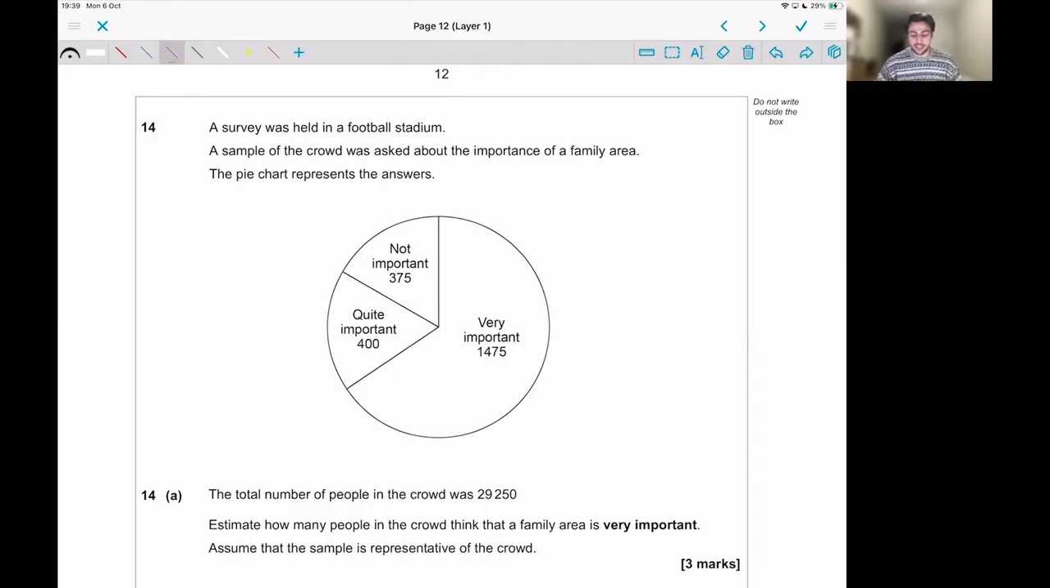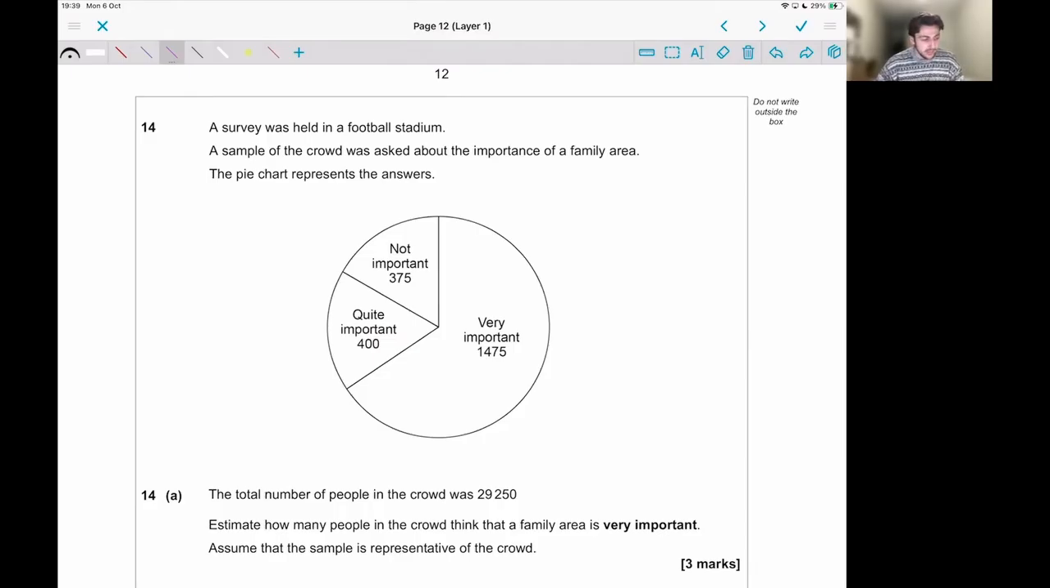And actually, that's what the second line says. It says, assume the sample is representative. That's why it's an estimate, because you're assuming something. You can't assume something and then say definitively that it is this way.